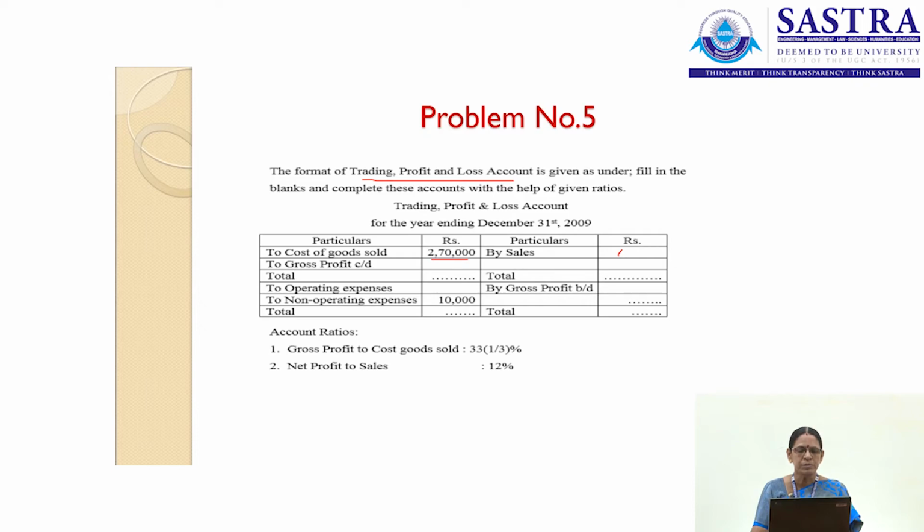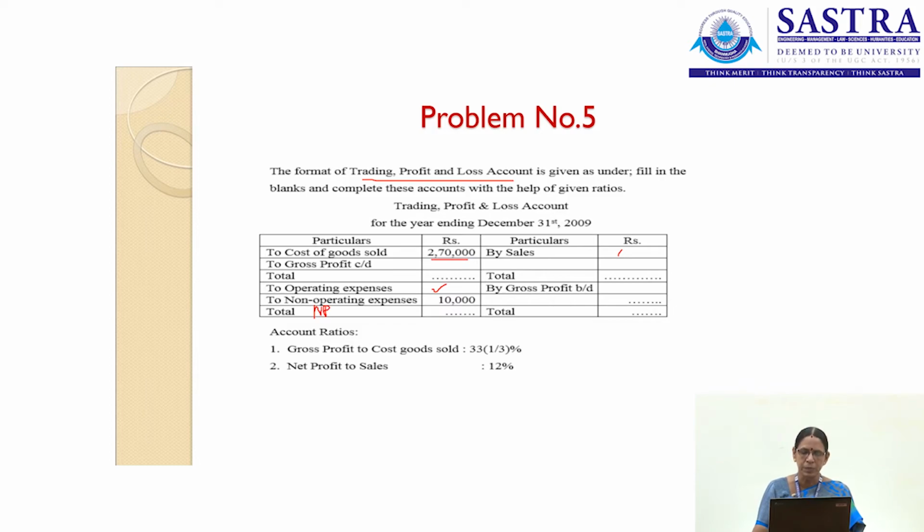And operating expenses, we have to arrive at. Non-operating expenses, 10,000 it is given. Then we have to find out your total here. Now, gross profit to the cost of goods sold is 33 1/3%, and we have the net profit to sales as 12%. So here we have to calculate the net profit also.